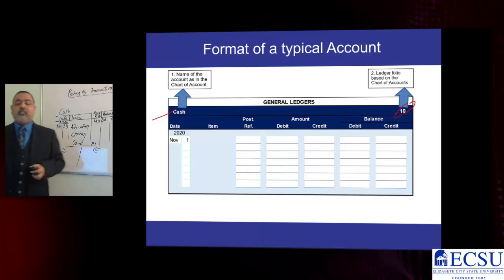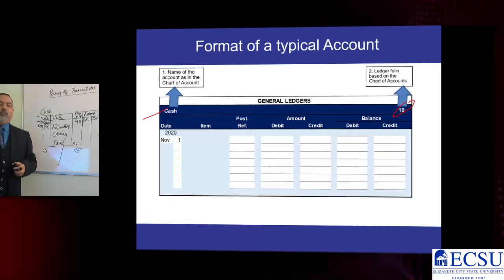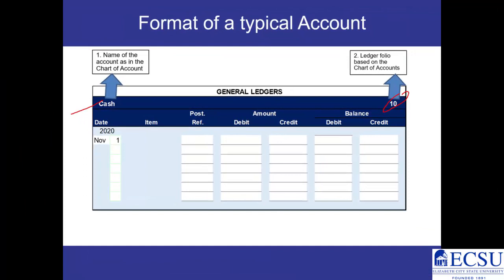Again, all assets will start with 1, liabilities will start with 2, owner's equity with 3, revenues with 4, and then expenses with 5. As we have learned in the previous segment of the videos, then we have the date column. Dates are recorded in the journal. That's the third thing in the format.